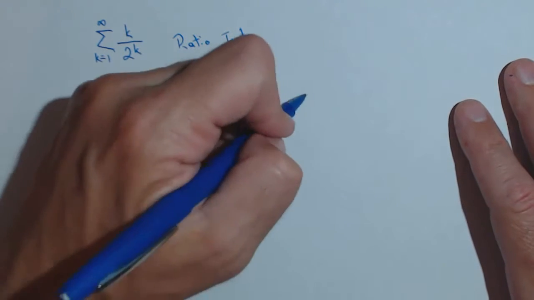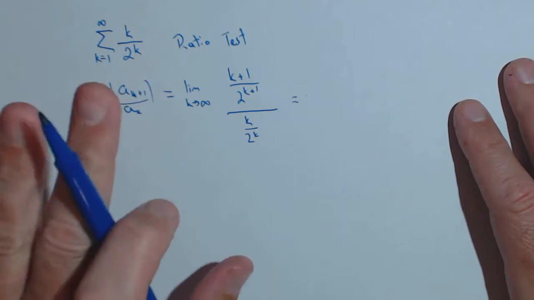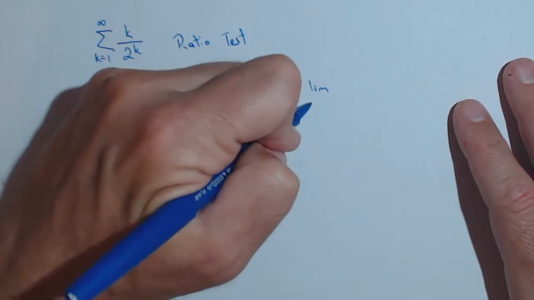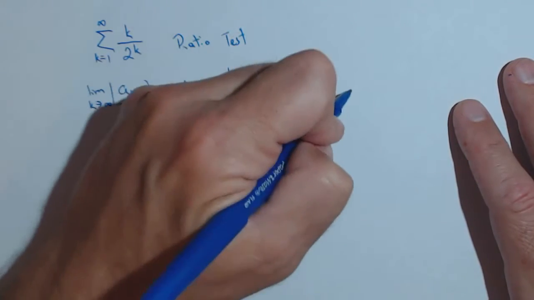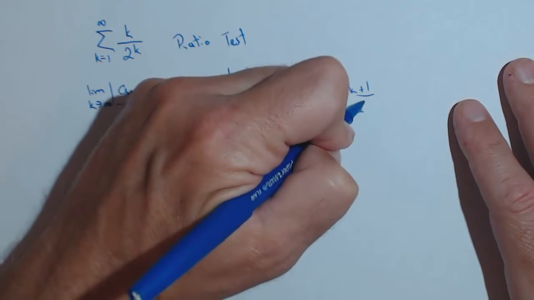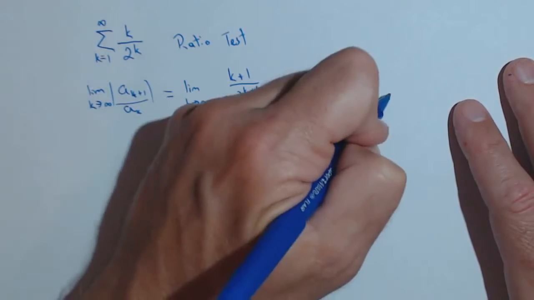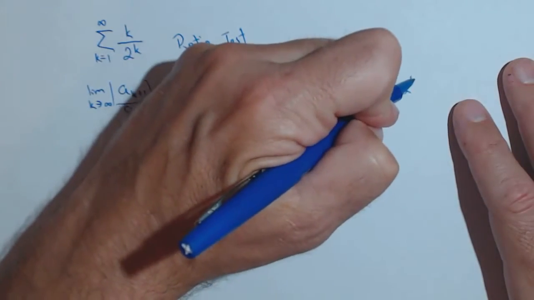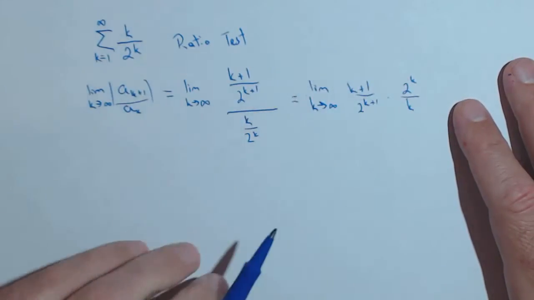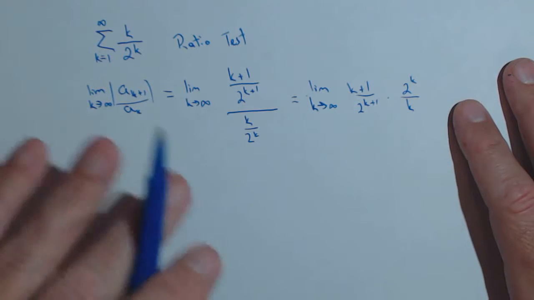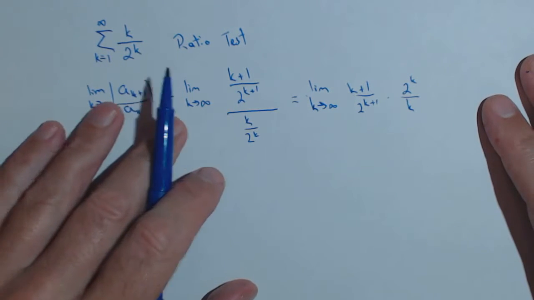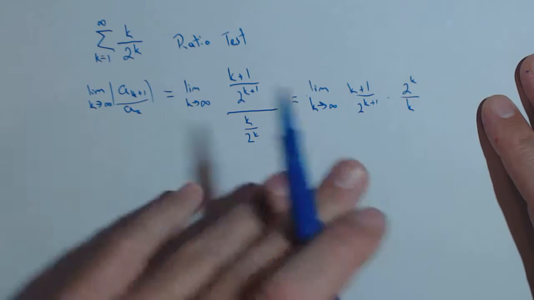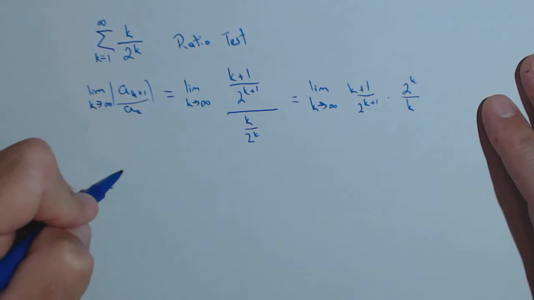Now, first step here is going to be to flip and multiply. So a lot of times, you're not going to write this step or this step. You'll go right to this step as you get better with this test. k plus 1 over 2 to the k plus 1, so that's our a sub k plus 1, times the reciprocal of your a sub k, 2 to the k over k. Like I said, you'll see that quite a bit. And again, I don't have the absolute values anymore because this is always going to be positive, so I'm not concerned about that. So we need to see if we can simplify at all.